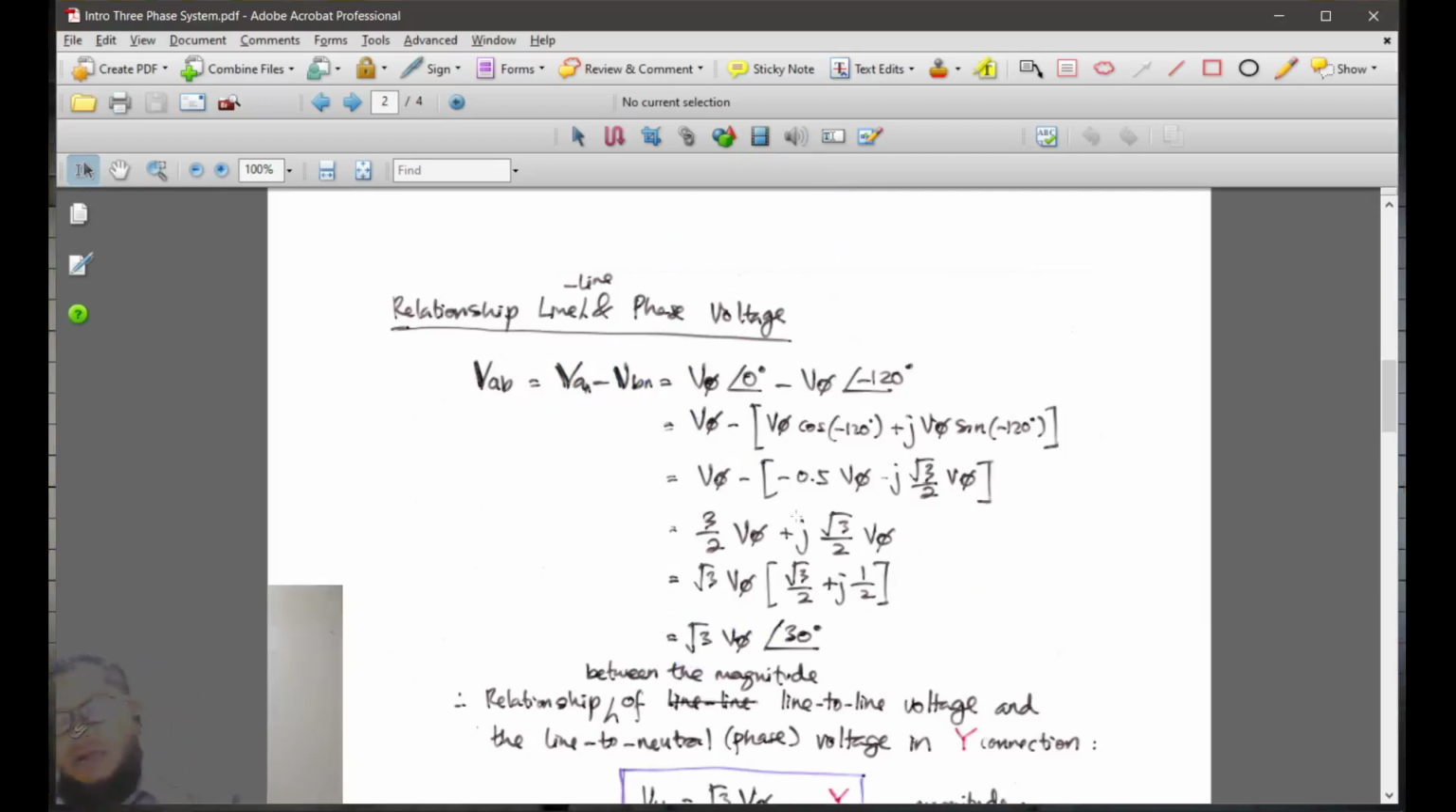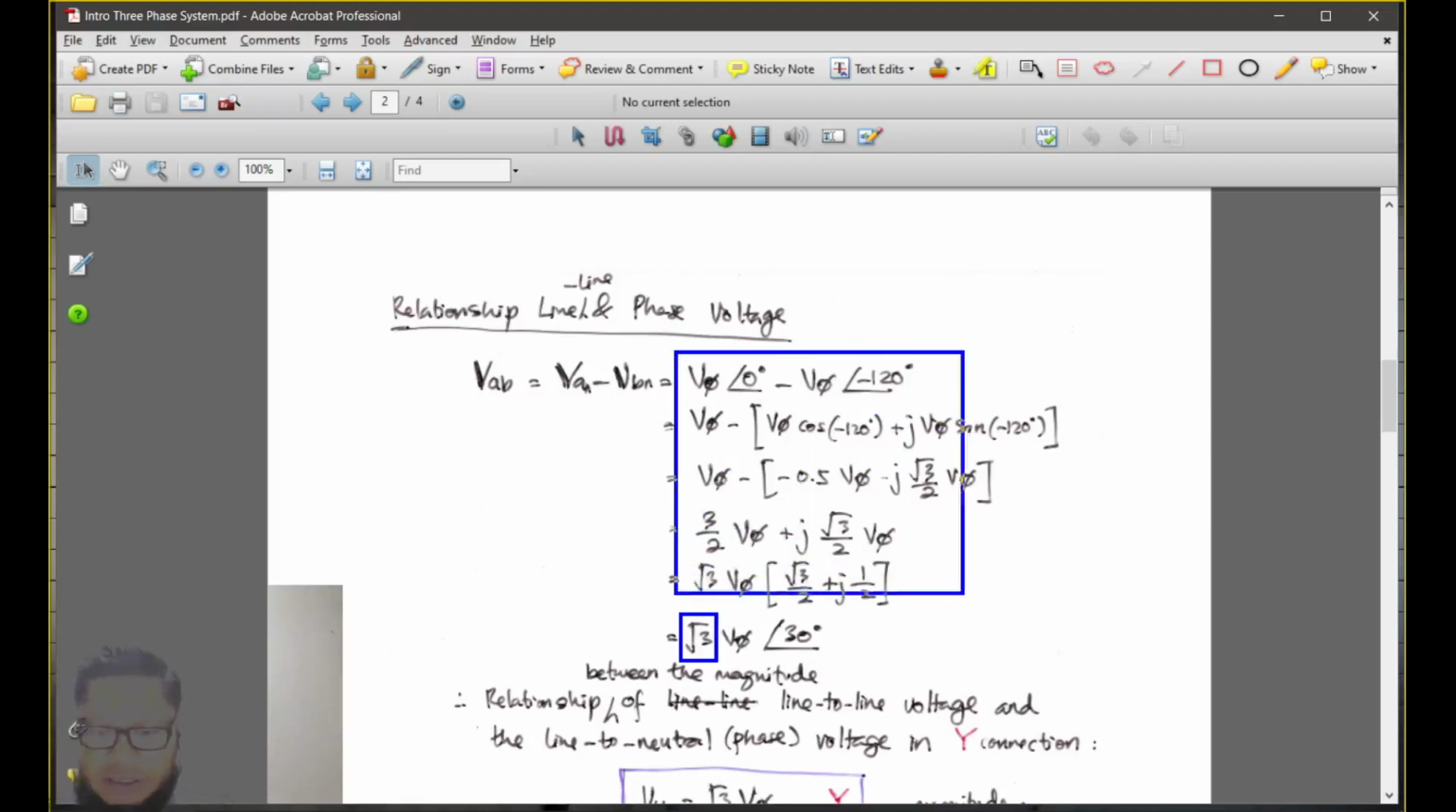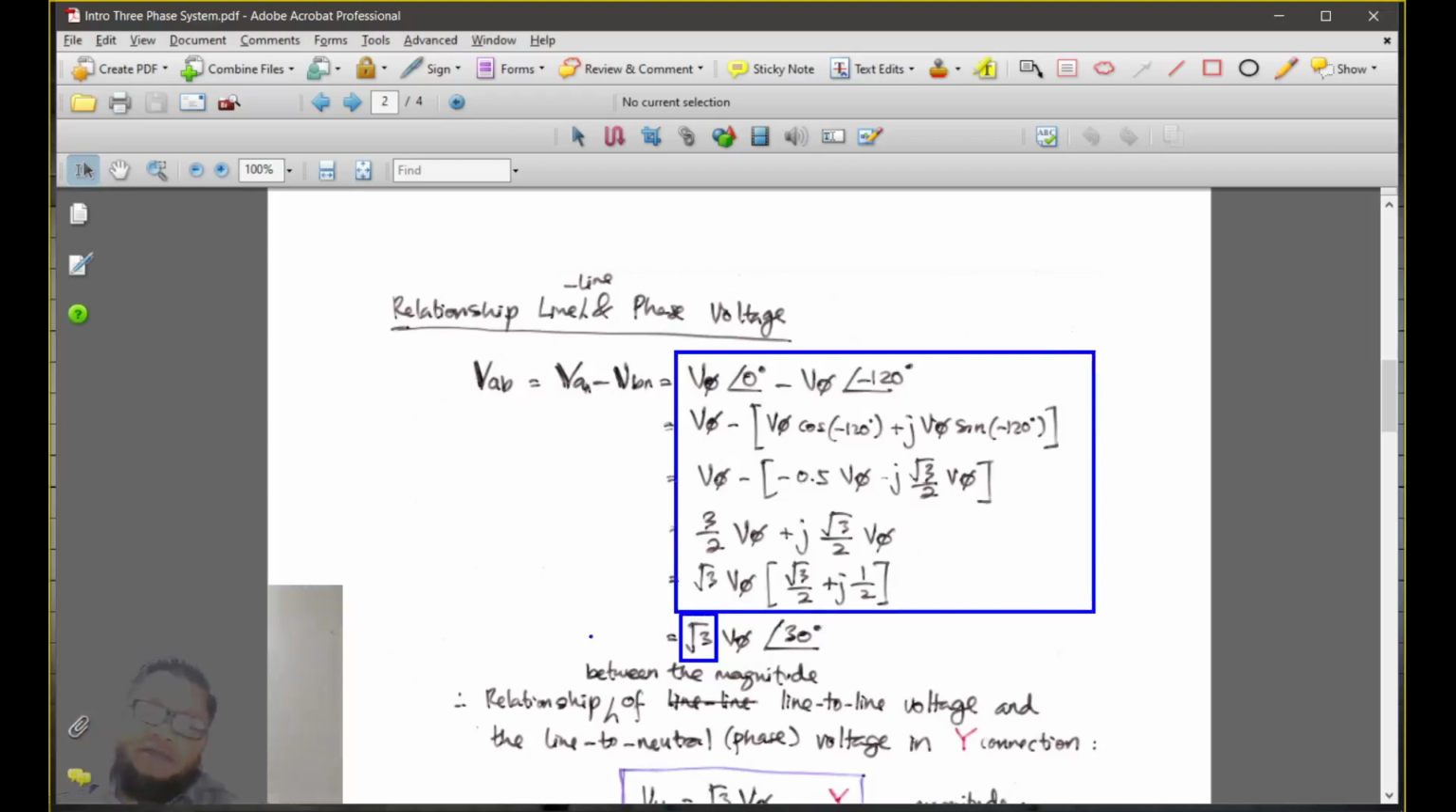So you need to know how this root 3 appears in the equation or formula. That is why, because we solve this, you get root 3 times V phase. This is very similar to whenever you want to get the RMS value, isn't it? RMS of a sinusoidal waveform. We have looked at this last semester, doing Powertronic.